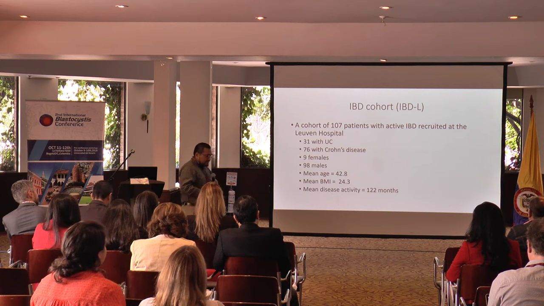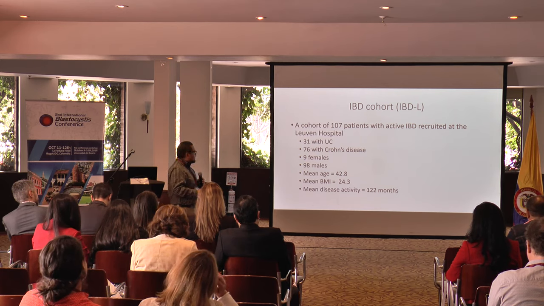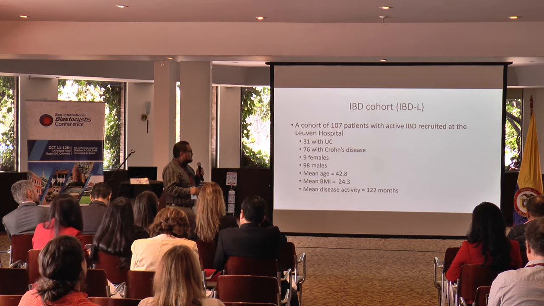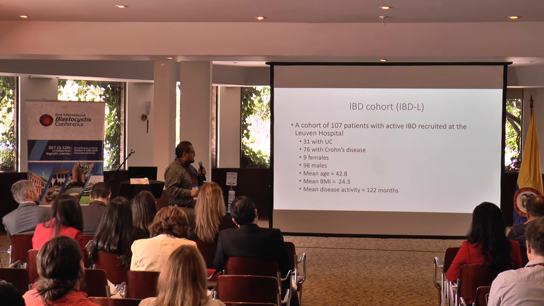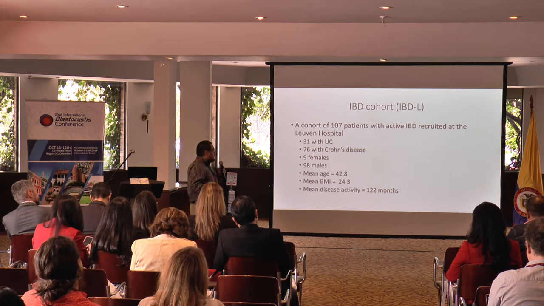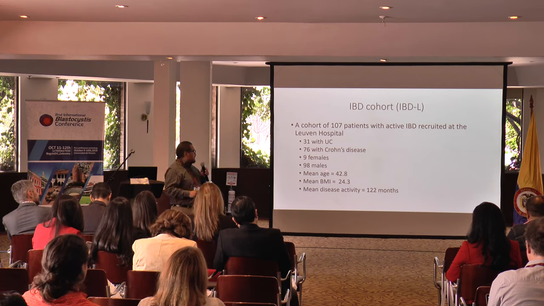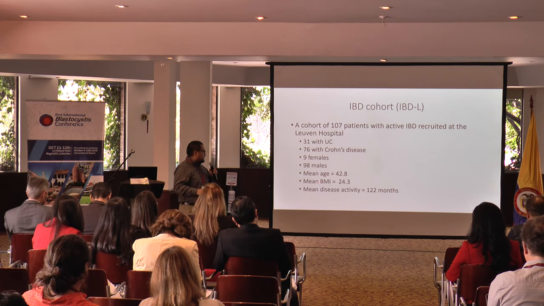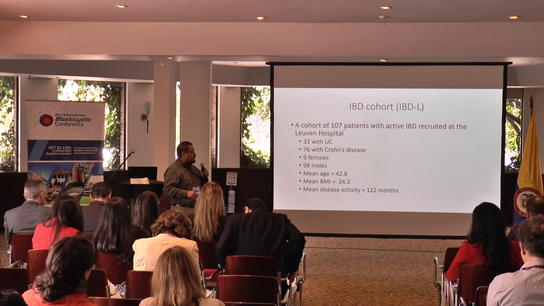Now, I provided quite a lot of information on my first population, and I just have this slide for the second. It's the IBD cohort. It was 107 participants with active IBD that were recruited at the Leuven Hospital, 31 with ulcerative colitis, 76 with Crohn's disease, 9 females, 98 males, and the mean age was 42.8, the mean BMI 24.3, the mean disease duration 122 months.